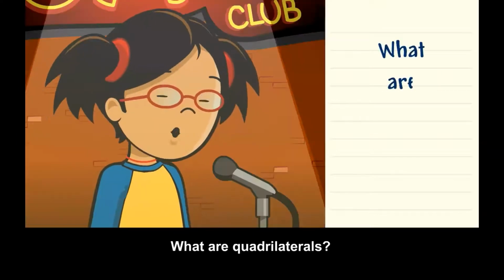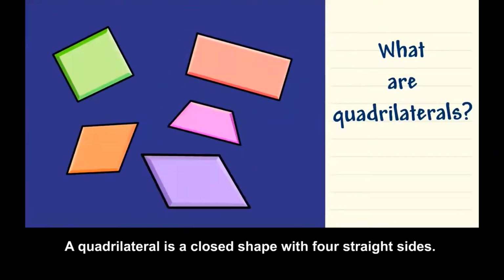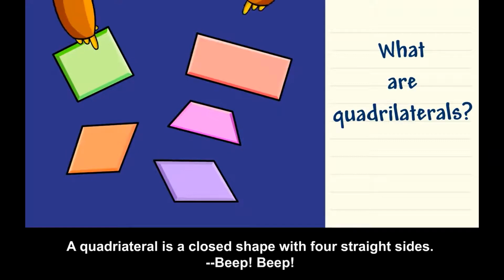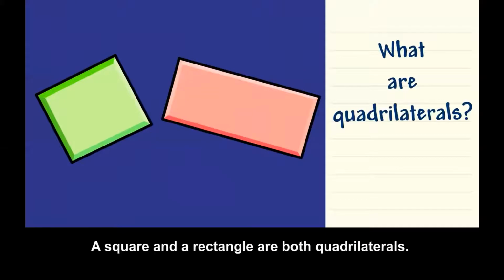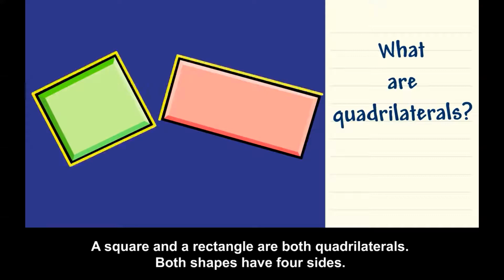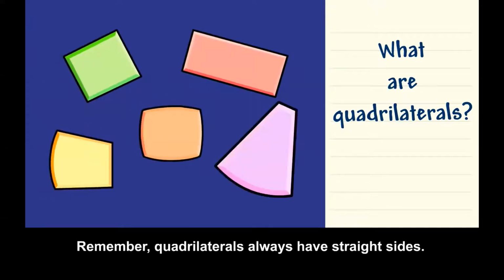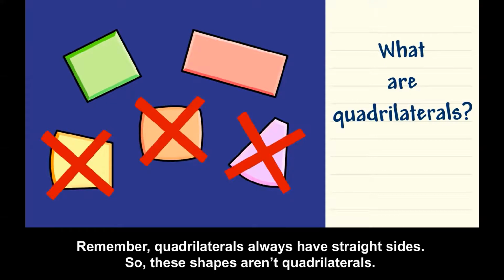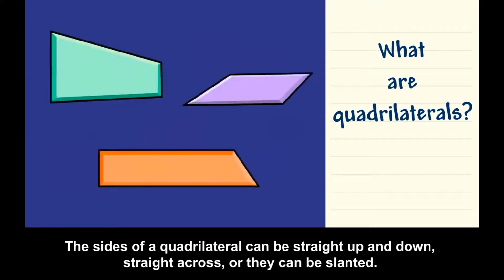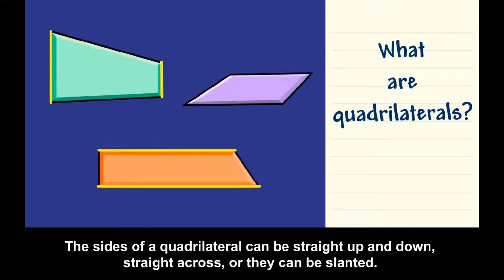What are quadrilaterals? A quadrilateral is a closed shape with four straight sides. Right, Moby. A square and a rectangle are both quadrilaterals. Both shapes have four sides. Remember, quadrilaterals always have straight sides. So these shapes aren't quadrilaterals. The sides of a quadrilateral can be straight up and down, straight across, or they can be slanted.